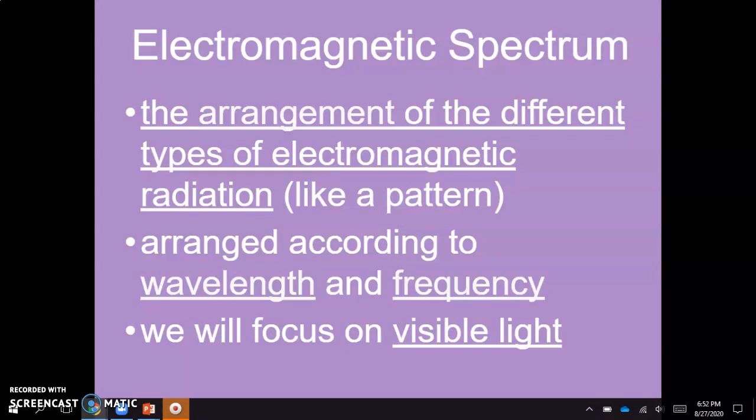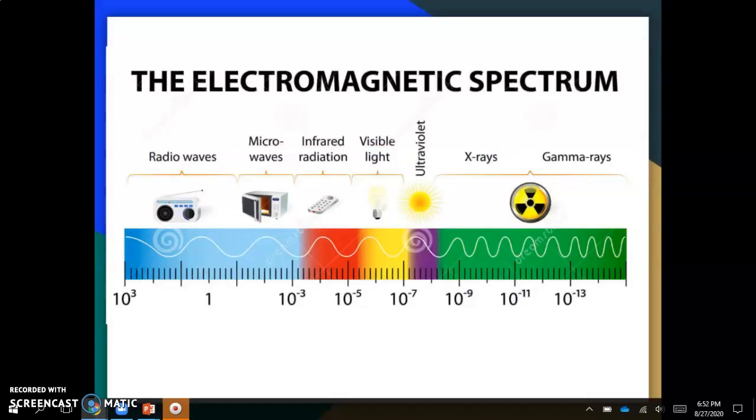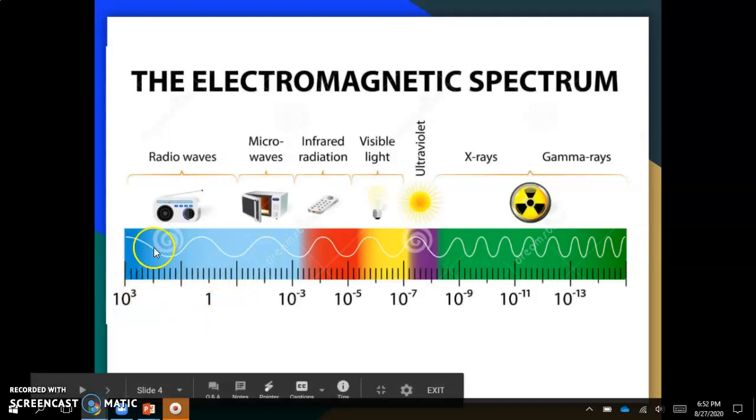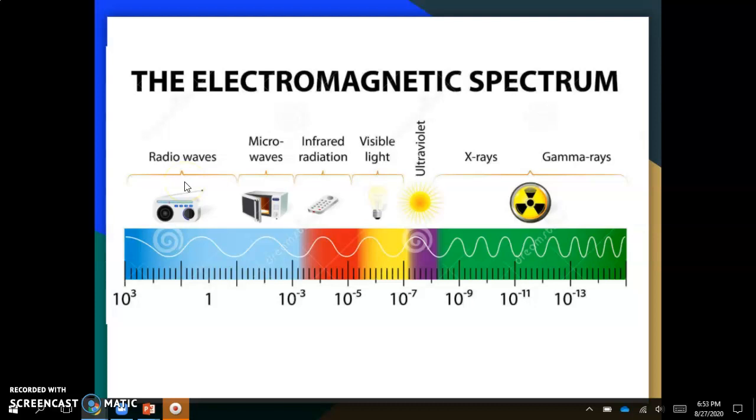Okay, so the electromagnetic spectrum is the arrangement of the different types of electromagnetic radiation, like a pattern. These are arranged according to wavelength and frequency, but we are going to focus today on visible light. So this is what our electromagnetic spectrum looks like. Here we've got waves with lower frequency.